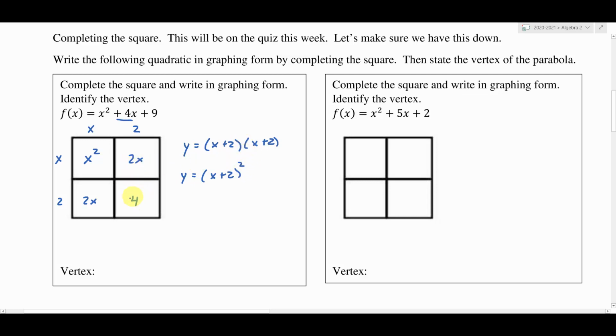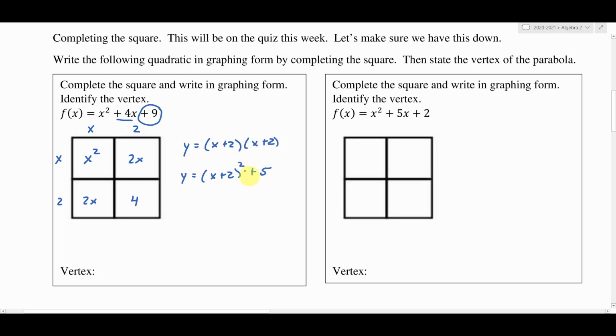Now remember, I have a 4, but I needed a 9. In my original equation, that number that should go in the bottom right-hand box should be a 9, but because I completed the square, I got a 4. So I have to figure out how do I go from a 4 to a 9. To go from 4 to 9, I would have to add 5. 4 plus 5 gives me a 9. So I need to add 5 on the end of my equation.